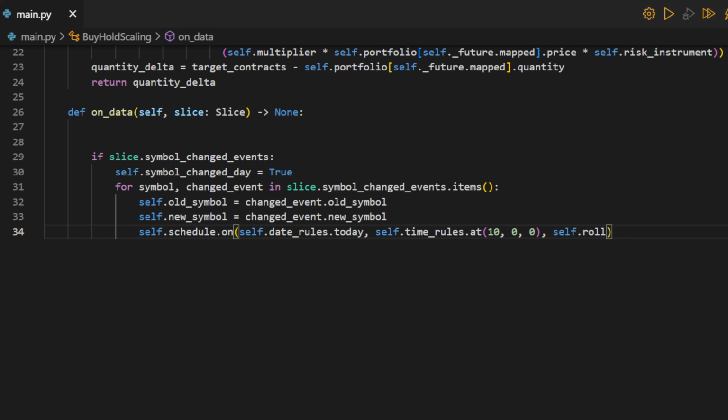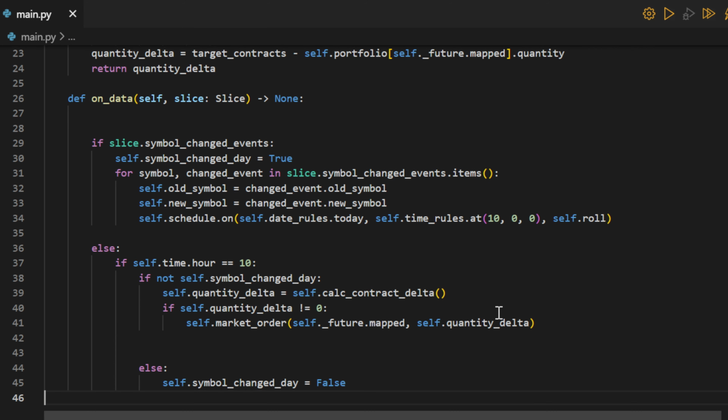Subsequently, we calculate the target quantity for the new contract and execute a market order to purchase them. On days that aren't rolling days, our focus shifts to rebalancing the portfolio promptly at 10 a.m. Note how we carefully track and update the value of self.symbol_changed_day. Okay, so now we are ready for the backtesting.